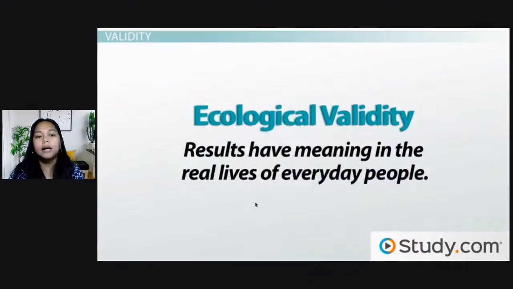Or, ang ating third type, this is your answer, ecological validity. Results have meaning in the real lives of everyday people. Meron bang meaning itong results mo to the real lives of real people every day? Kaya ito yung hinahanap natin. Sabi kanina, the experiment was so strange, very unique, na wala siyang application in real life. Wala siyang application in real world. And so, mababa ang kanyang ecological validity.